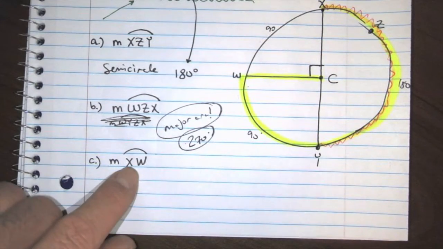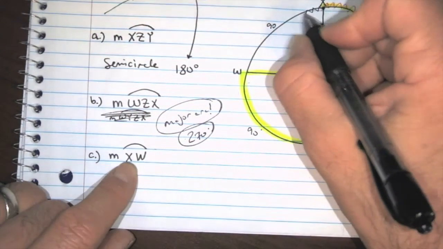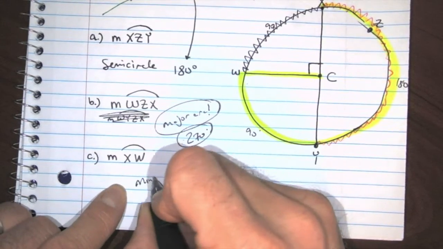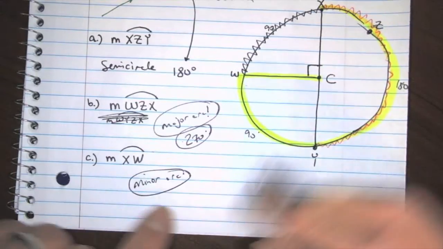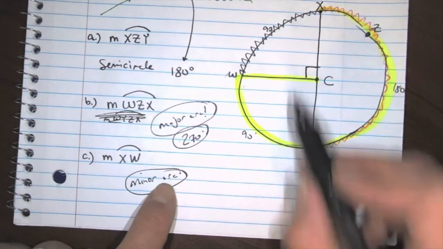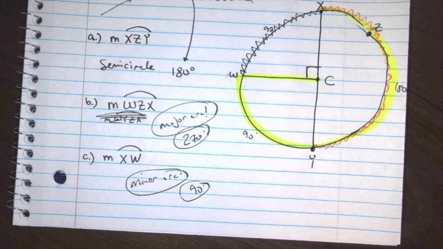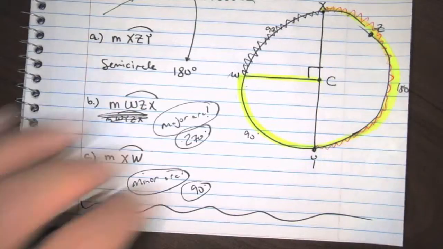And then the measure of arc XW. X to W. It's this minor arc right here. It's a minor arc. It's the shortest distance between these two endpoints on the portion of the circle. And it's 90 degrees. Alright. Flipping my page. Make a squiggle.